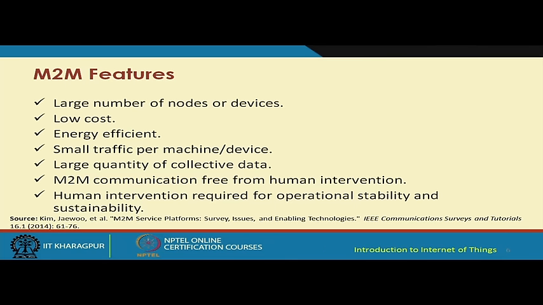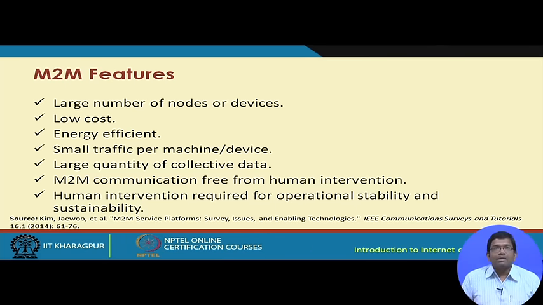Let us now look at some of the features of M2M. Let us say the number of nodes that are required. In M2M, we are typically talking of a large number of nodes or IoT devices, where there is no human to intervene, they talk to each other directly. These nodes are low cost and energy efficient, and the network as a whole is energy efficient.